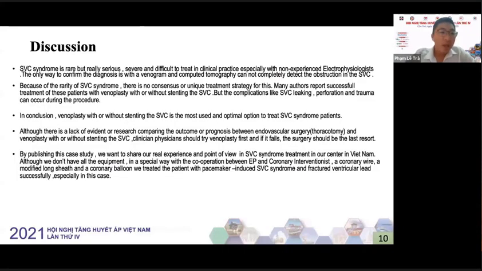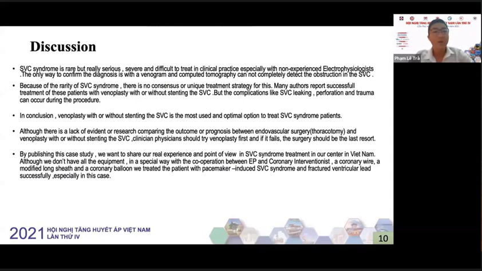So the discussion. SVC syndrome is rare but really serious, severe and difficult to treat in clinical practice, especially for non-experienced electrophysiologists. The only way to confirm the diagnosis is with a venogram, and computed tomography cannot completely detect the obstruction in the SVC. Because of the rarity of SVC syndrome, there is no consensus or unique treatment strategy. Many others report successful treatment with venoplasty with or without stenting the SVC. But complications like SVC leaking, perforation, and trauma can occur during the procedure.